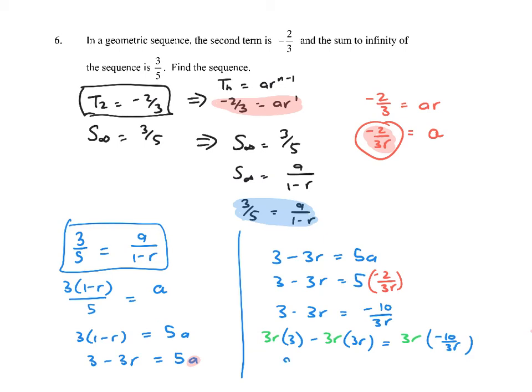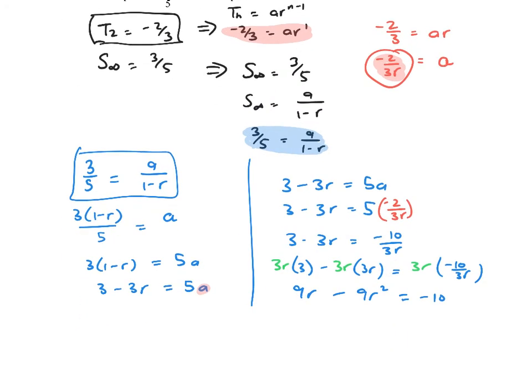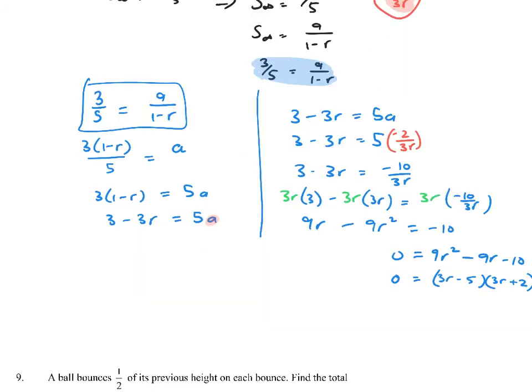So what do we have? We've got 9r minus 9r squared is equal to negative 10. What do you think you're going to get here? Yes, a quadratic equation. So 9r squared minus 9r minus 10 is equal to 0. Alright, (3r minus 5) and (3r plus 2). And so therefore we just solve it.